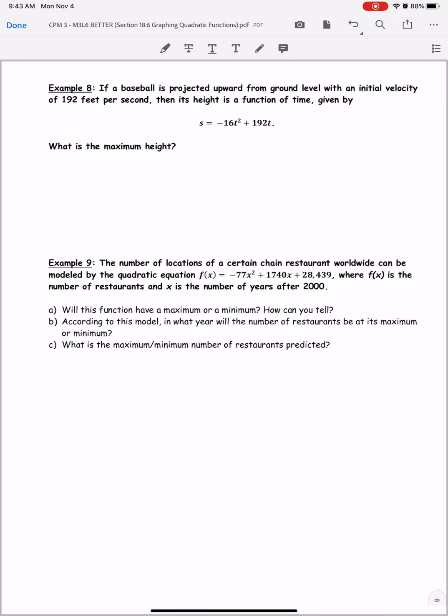All right, you're going to have problems like this on your test and also in my math lab. It says if a ball is projected upward from the ground level with an initial velocity of 192 feet per second, then its height as a function of time is given by this right here. What is the maximum height? So, because that is negative, that means this is going upside down. And it wants to know this maximum height. What is this maximum height? What is its name called?